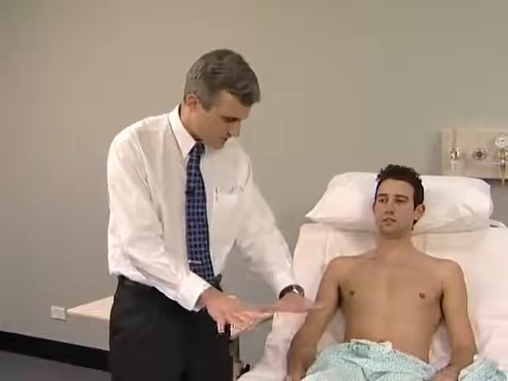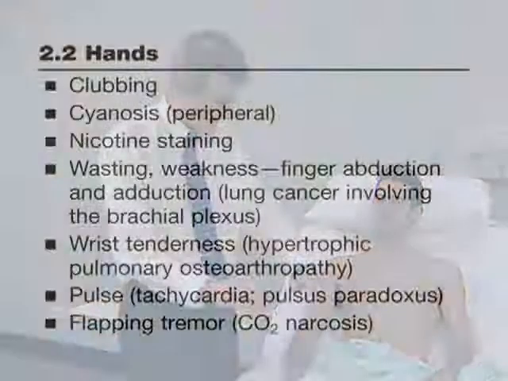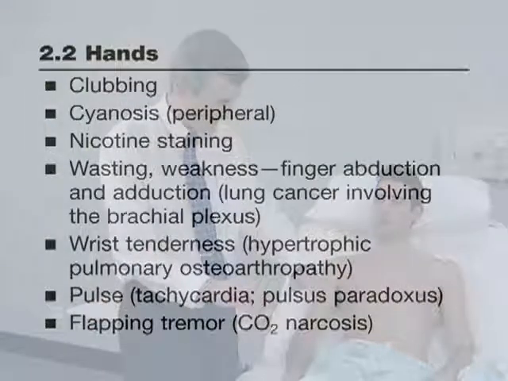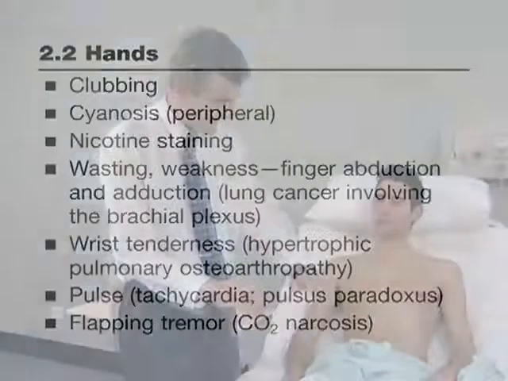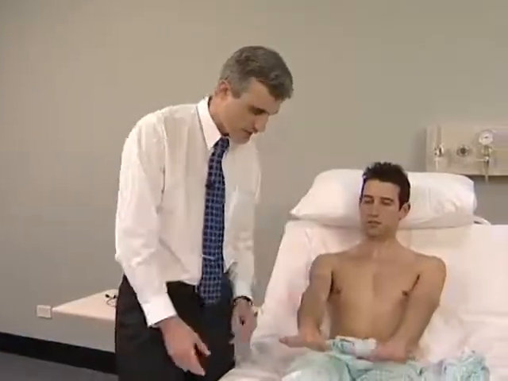The detailed examination begins with the hands. Look for clubbing, peripheral cyanosis, and tar staining. Squeeze the wrist to detect the tenderness of hypertrophic pulmonary osteoarthropathy. And straight out like that for me, please.